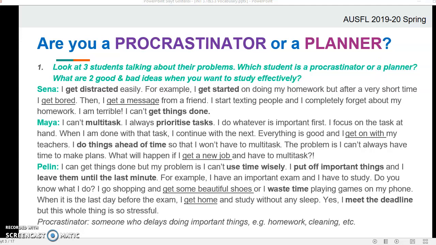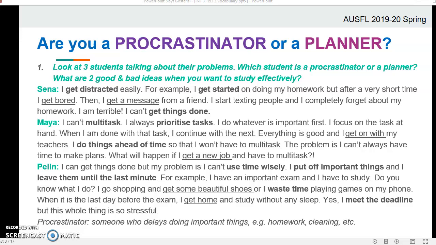Yes, as you can see, Sena and Pelin are procrastinators. Sena starts doing things, but she can't finish them because she texts her friends. She leaves her tasks for a later time. And Pelin is a procrastinator because when she has to do her homework, she goes shopping and she leaves things for another time. And Maya is a planner because she loves making lists.